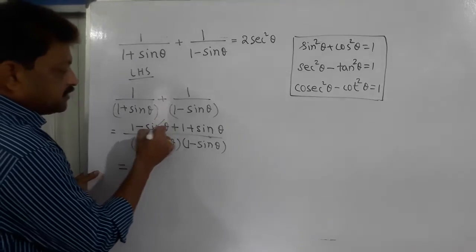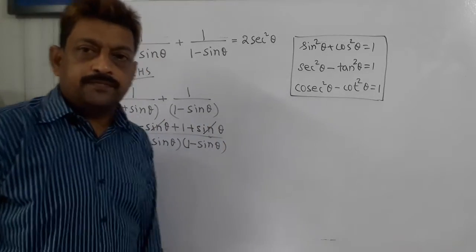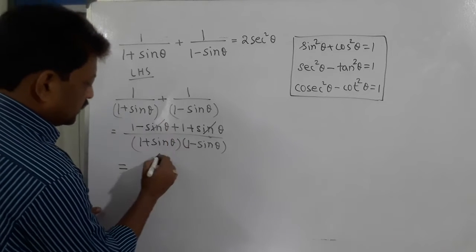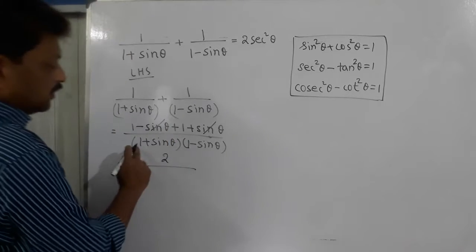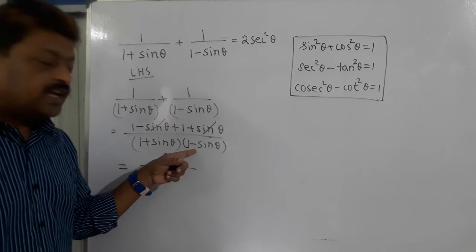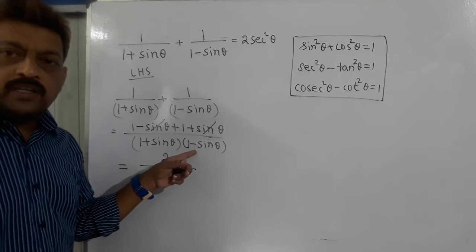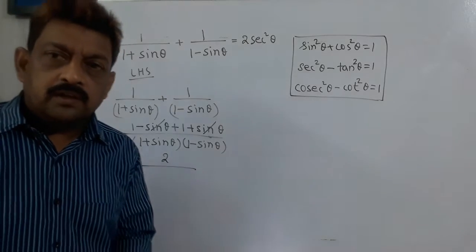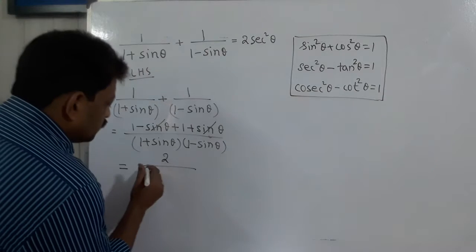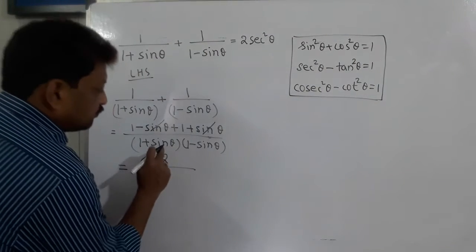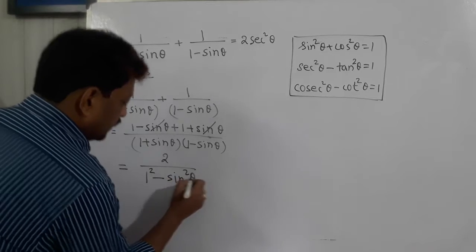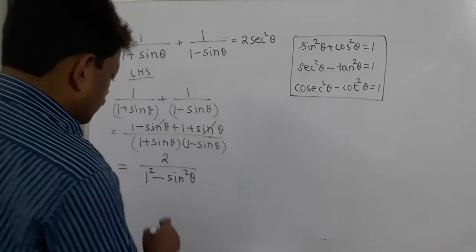So here minus sine theta and plus sine theta will be cancelled. So what will remain on the numerator? That is 1 plus 1, that is 2. And the denominator is in the form of a plus b into a minus b. So what is a plus b into a minus b? That is a squared minus b squared. So here a means 1, so 1 squared minus b means sine theta, so it will be sine square theta. That is a squared minus b squared.